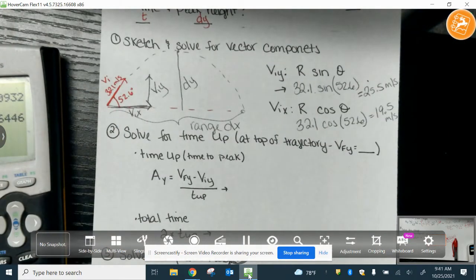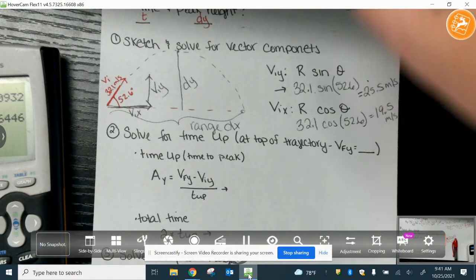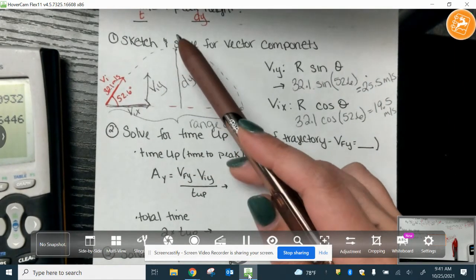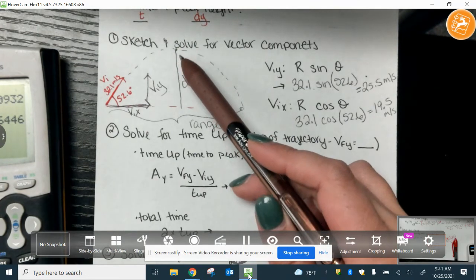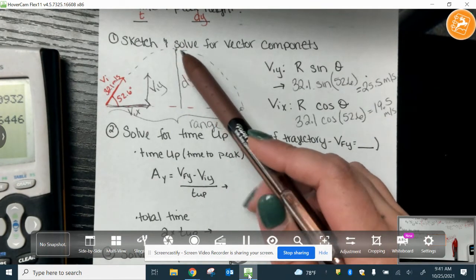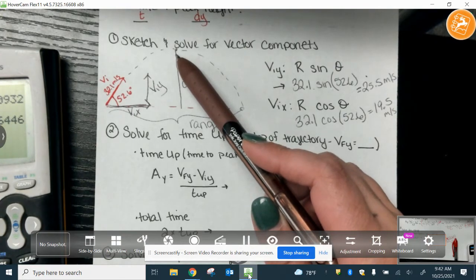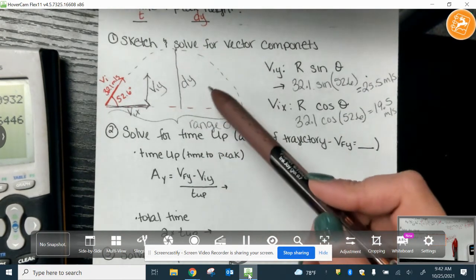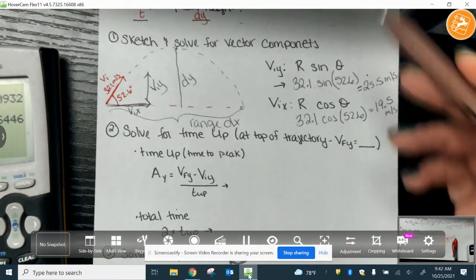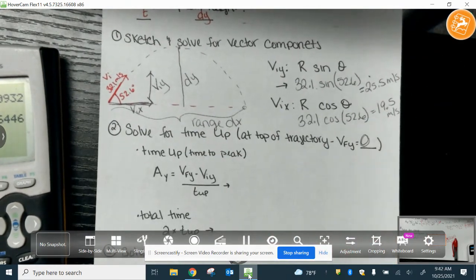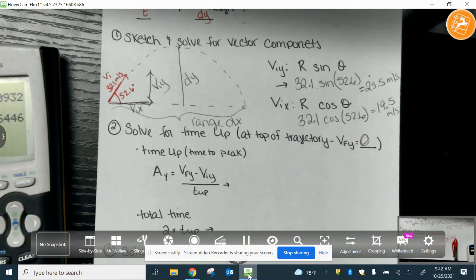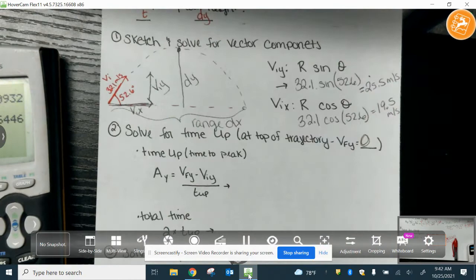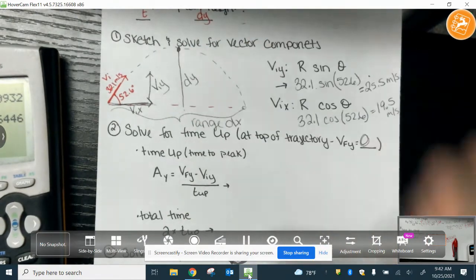Step 2 says solve for the time up. Remember, at the top of the trajectory, so as high as it can go, what is my velocity here in the y direction, just for an instant? When it stops going up, but before it starts going down, what is it? 0. So right here, I can use that final velocity.